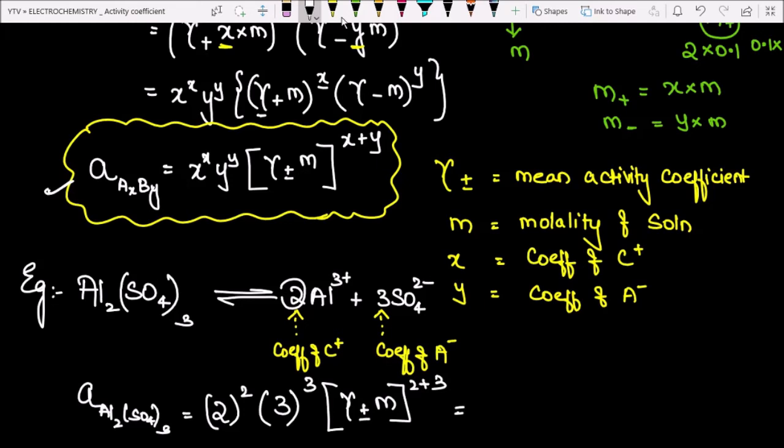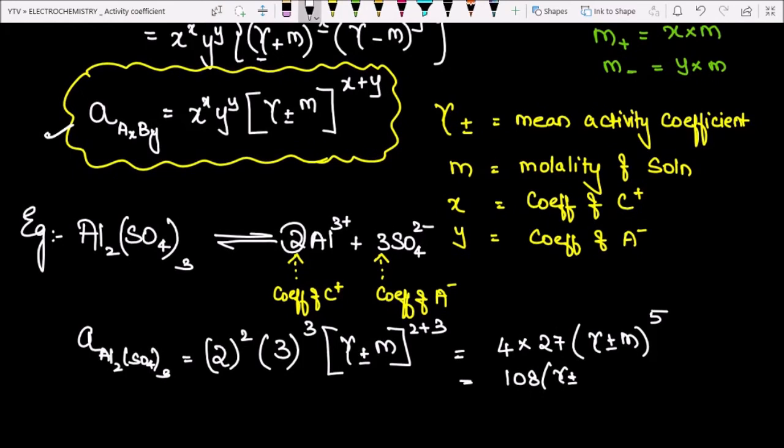So when you do this, what do you get? You get 4 multiplied by 27 into gamma plus minus into m, the whole power 5. So this is going to give you 108 into gamma plus minus into m, the whole power 5. Like this we find out. I hope it's clear.